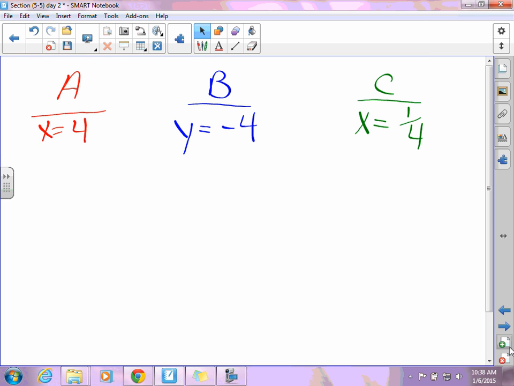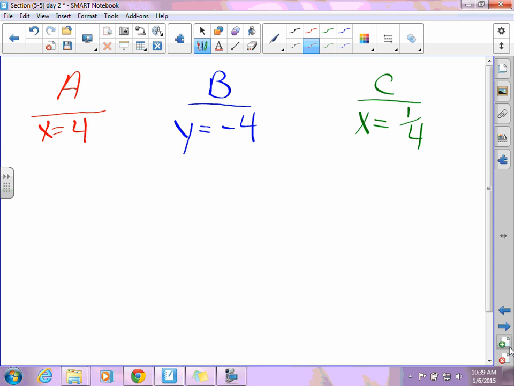Let's take a look at A. If x equals 4, what does that line look like? It's vertical, isn't it? Yep, it goes up and down. And I love how she visualized it in her head. There's a dot on 4 on the x-axis, and it's not going to go with the axis, it's going to go the opposite way. So it's a vertical line, correct? Okay, if this is a vertical, what's the slope? Very good, it's undefined.